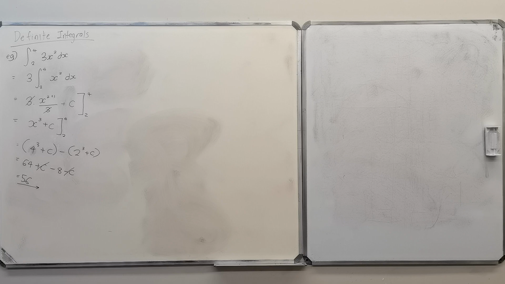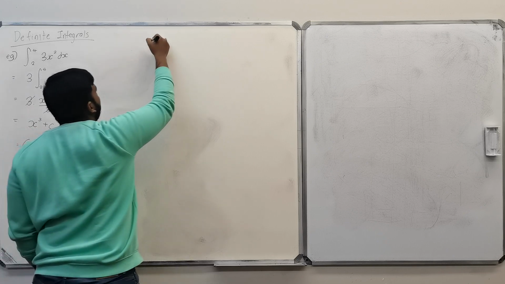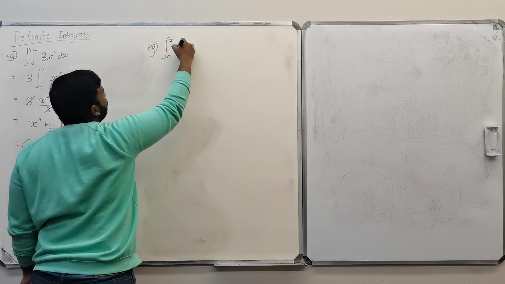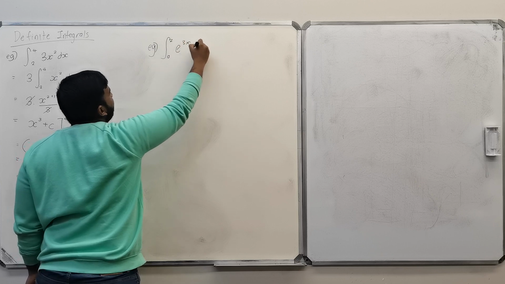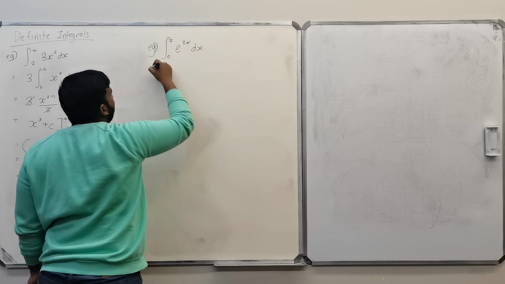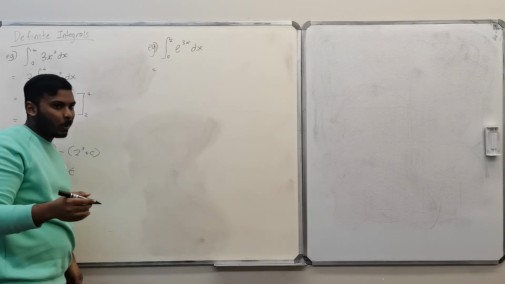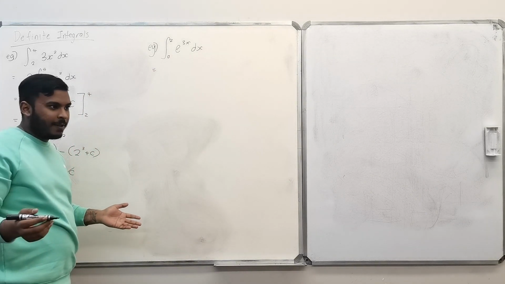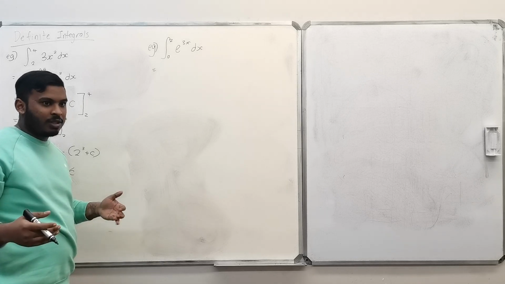They tell you 0 to 2. Okay, the integral from 0 to 2 of e to the 3x dx. So how would you do this? You're going to integrate the e to the 3x. Right? If you integrate e to the 3x, what do you end up with?